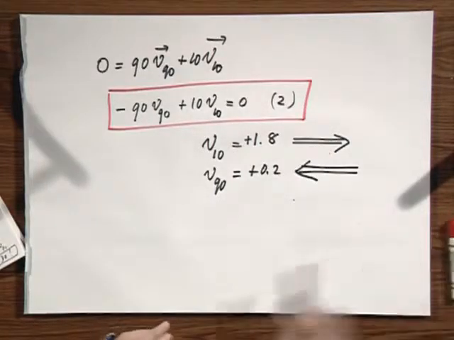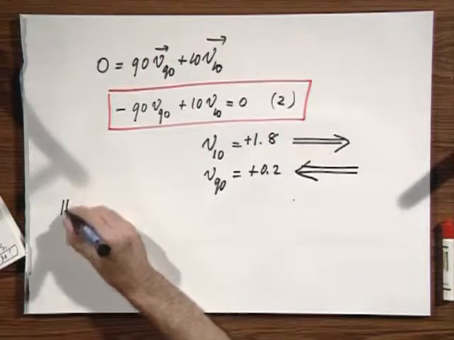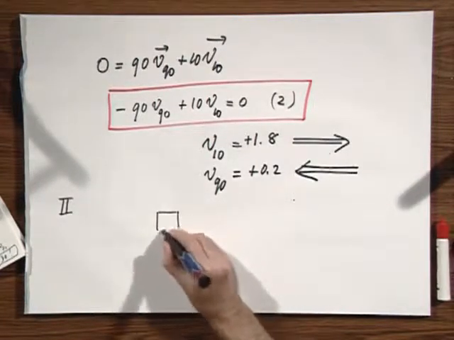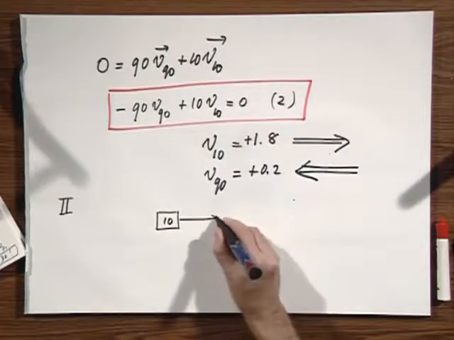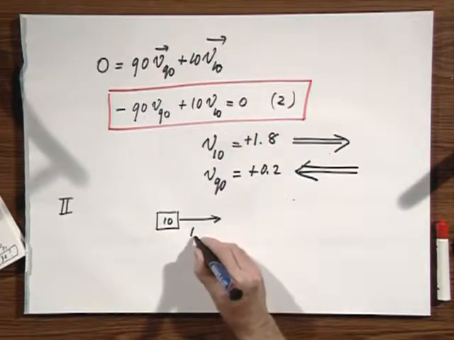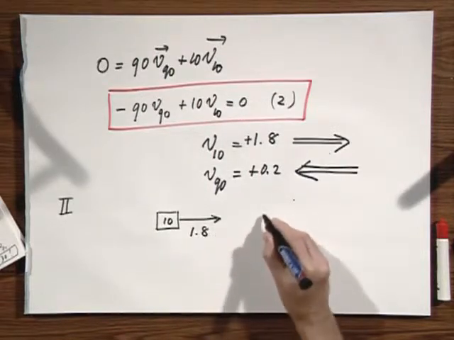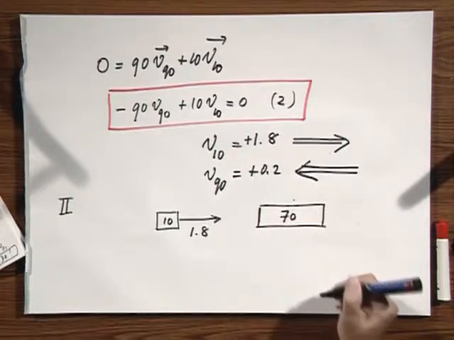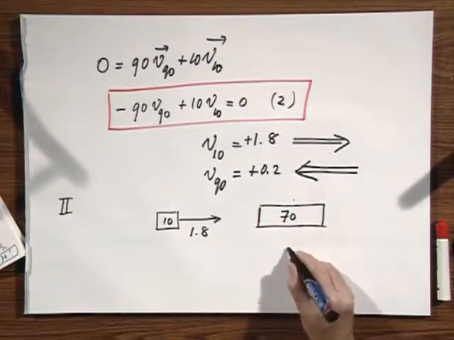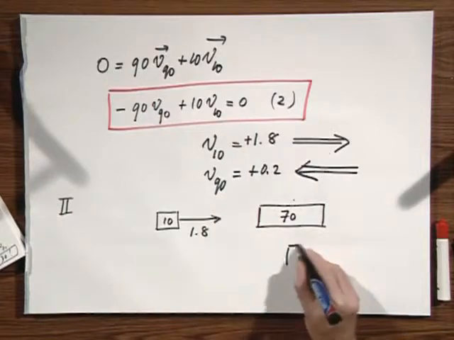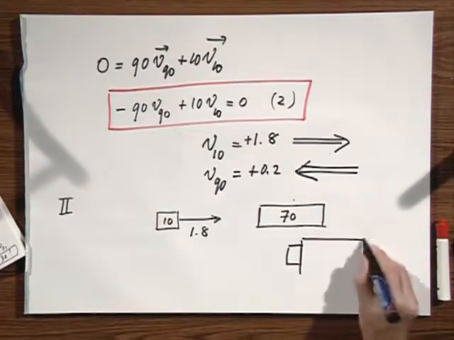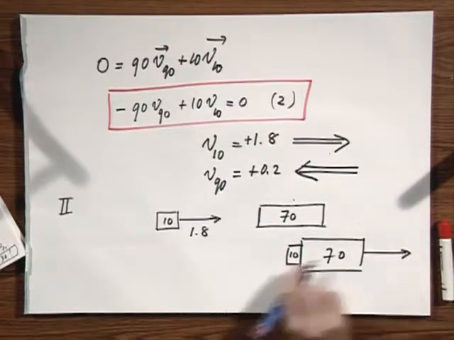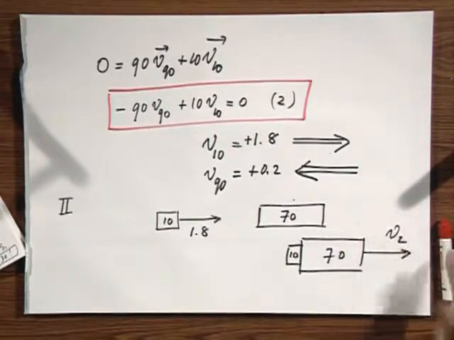Very well, so now I have a situation where I have to go to phase 2. I have now this object, 10, moving towards your friend with a velocity of 1.8. And here is your friend eagerly waiting, mass 70, with no speed. But a little later, when your friend has caught this block, here is the 10, and here is the 70, and both of you will go in this direction, and let's call it just V2.